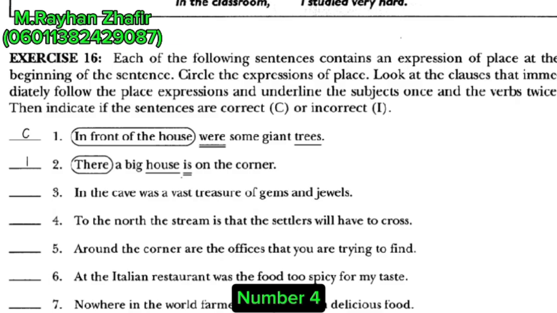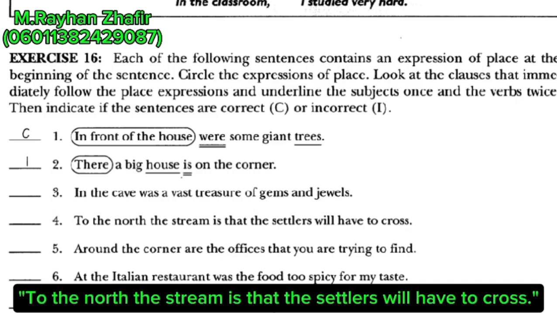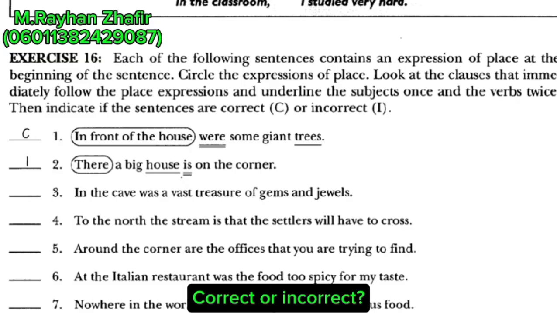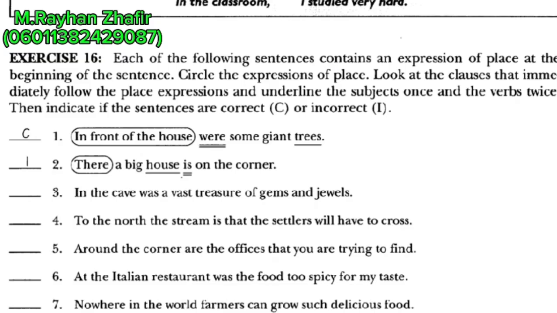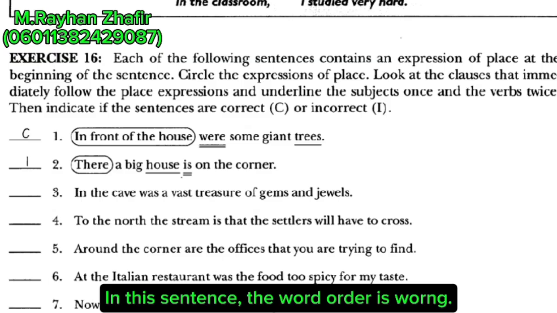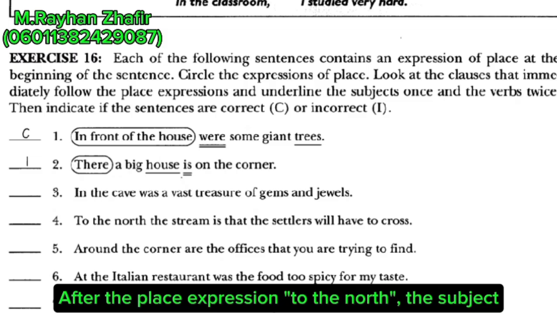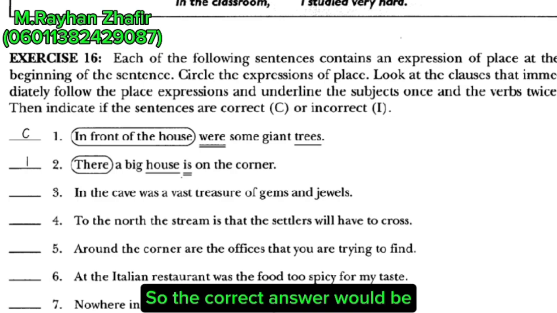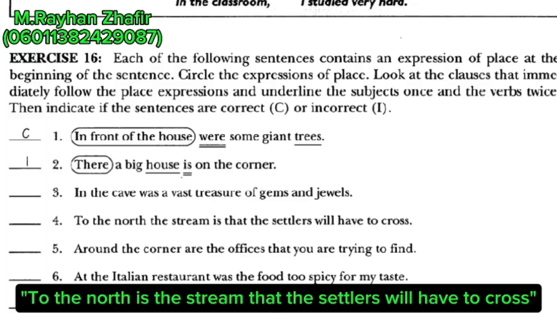Number 4: to the north, the stream is that the settlers will have to cross. Correct or incorrect? The answer is incorrect. In this sentence, the word order is wrong. After the place expression to the north, the subject and verb must be inverted. So the correct sentence would be, to the north is the stream that the settlers will have to cross.